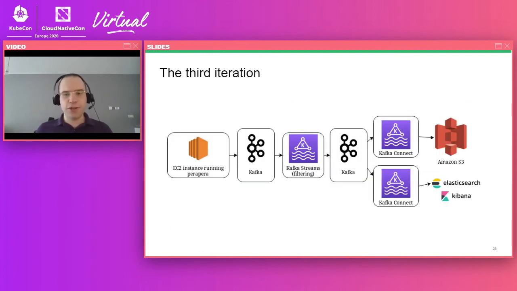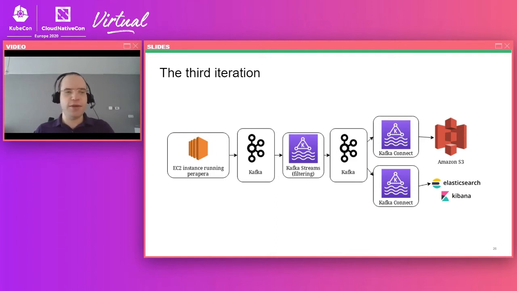This is what the third iteration looks like, and this also illustrates a nice property of the design that we went with, which is that components can be replaced. So we could easily just take Fluentd out of the slots here in this diagram where it was, and put in Kafka Streams and Kafka Connect. We also switched to S3 for log archival for other reasons, but the thing here is we could still use Fluentd if we wanted to.